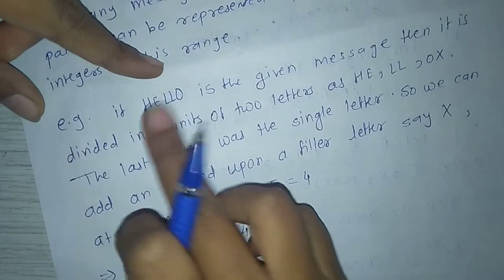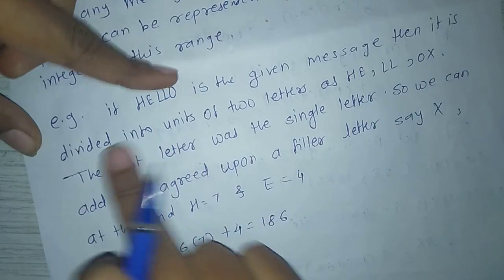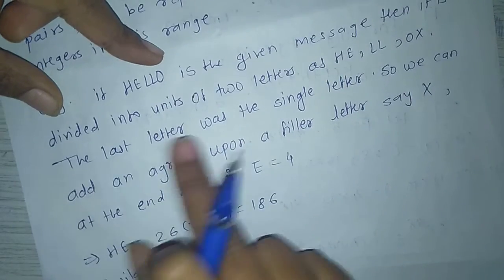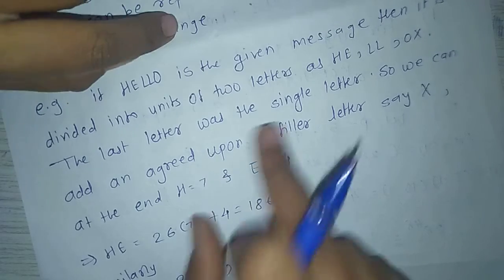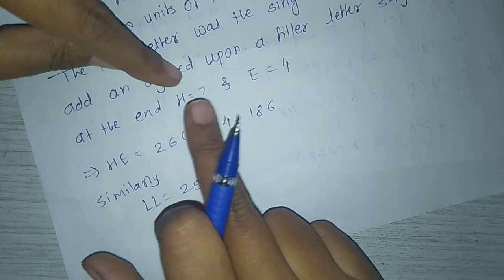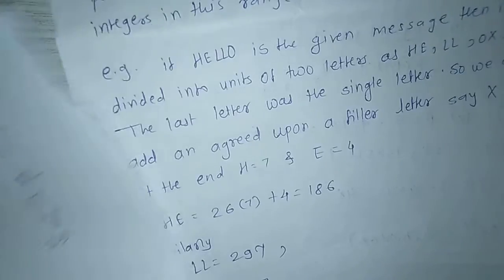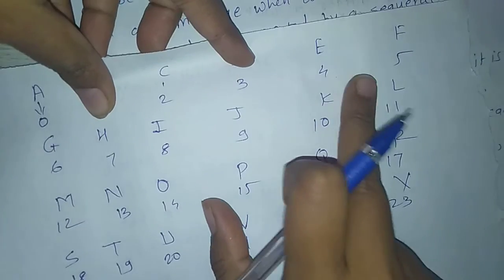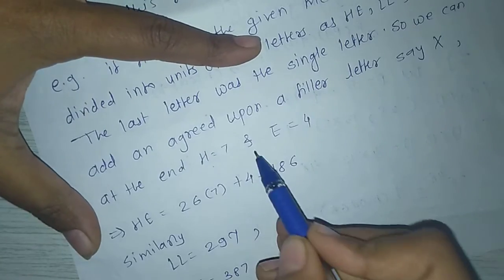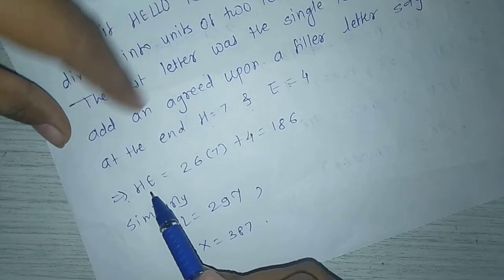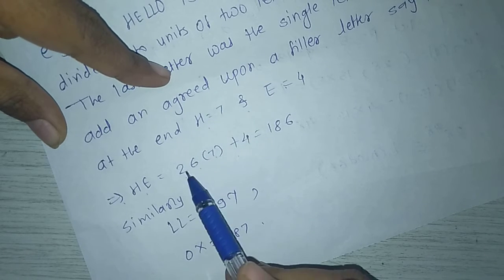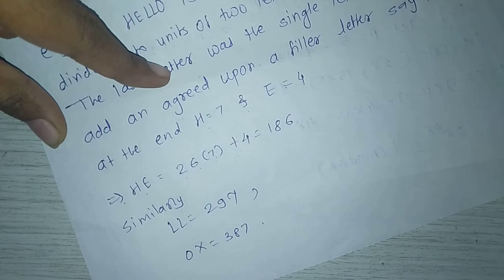For example, if HELLO is the given message, then it is divided into units of two letters as HE, LL, OX. The last letter was a single letter, so we can add an agreed upon filler letter, say X, at the end. H stands for 7 and E stands for 4, so HE equals 26 into alpha plus beta. Here alpha is 7 and beta is 4. 26 into 7 plus 4 equal to 186.